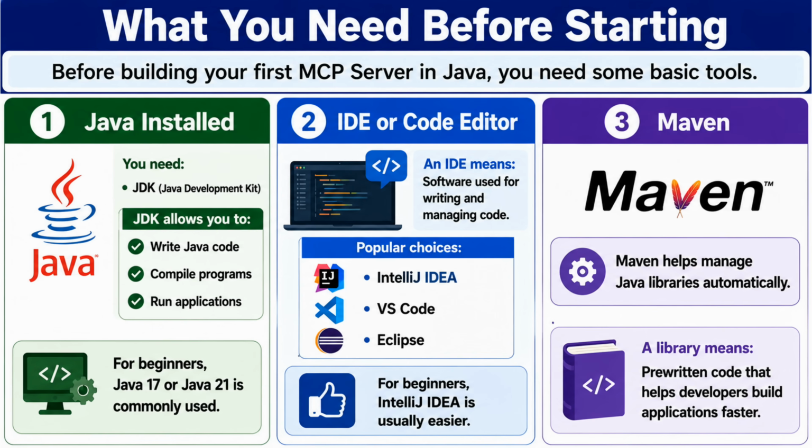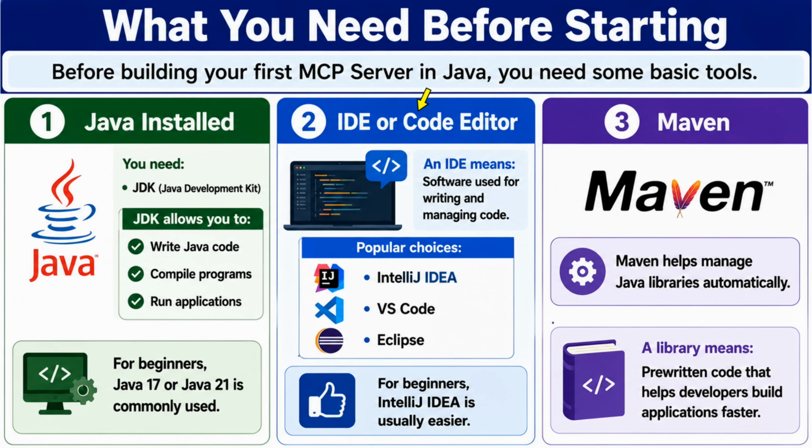What do you need before starting? First, you need JDK. JDK stands for Java Development Kit. JDK allows you to write Java code, compile programs, and run applications. For beginners, Java 17 or Java 21 is commonly used.